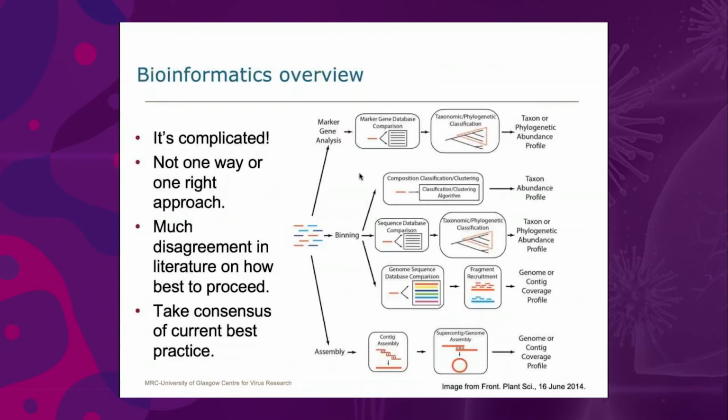When it comes to the computational analysis, the bottom line is it's complicated, and this isn't a problem specific to metagenomics. There's really not a black box. There's not one right approach to analysis, and in the literature there's much disagreement. We shouldn't be pessimistic about these problems. These are signs of a healthy system. Bioinformatics, computational biology, is a relatively new discipline, only a few decades old, and it's very much a research field.